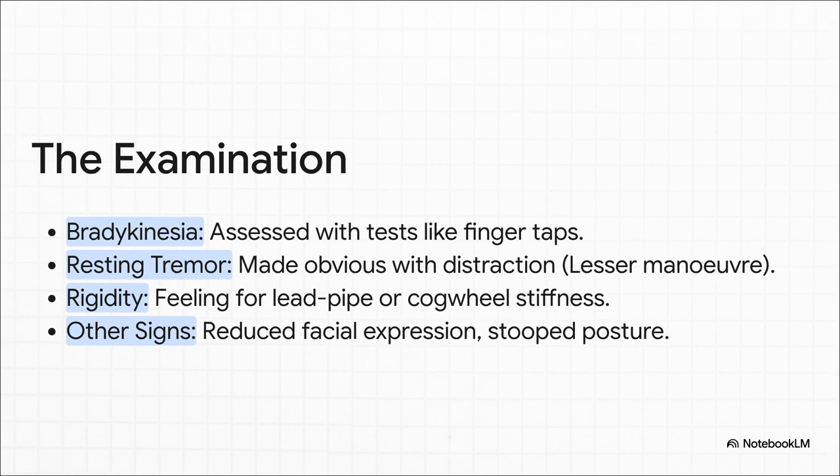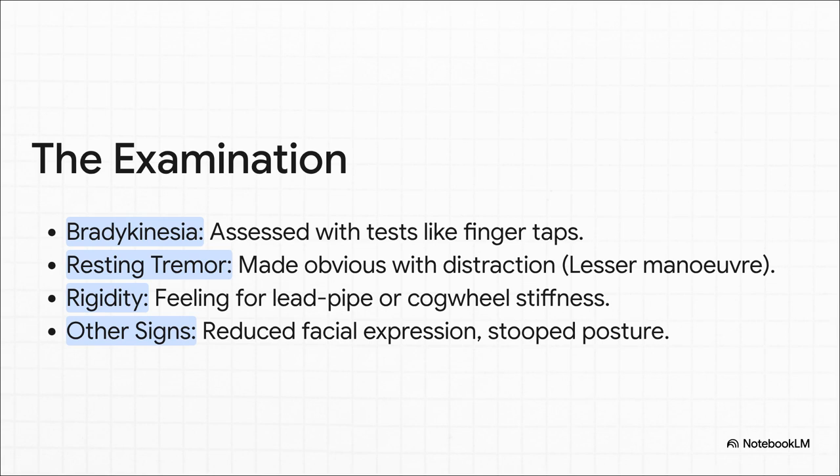We test for bradykinesia with repetitive movements like tapping fingers together, and we watch for that classic decay in speed and size. We look for a resting tremor, and we can often bring it out more by distracting the patient with a task in their other arm. That's a little technique called the Luria maneuver.